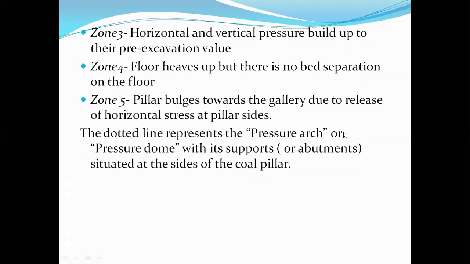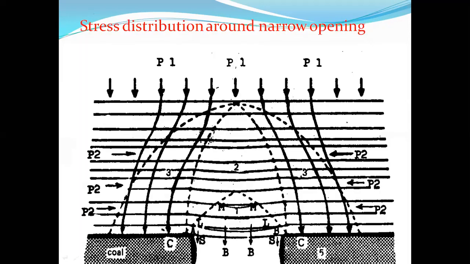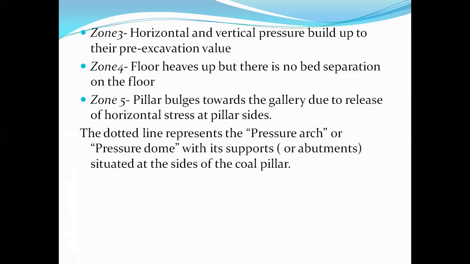The dotted line represents the pressure arch or the pressure dome, with its supports or abutments situated at the sides of the coal pillar. Look at here. That's why this concept is also known as pressure arch theory. If someone explains the pressure arch theory, it's the same as the pressure stress distribution around a narrow opening. See this one. This is a kind of arch that you will be getting. That's why it is called the pressure arch theory, or it is also known as dome theory, because you are getting the shape of a dome.